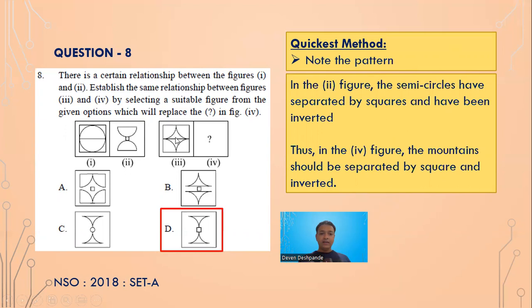Similarly here, we will invert these two arch-like figures. This arch figure is inverted like this, and this arch figure is inverted like this. The inner square disappears, so it will not be there. And these two shapes will be divided by a small square because here also they are divided by a small square. So the correct option is option D.